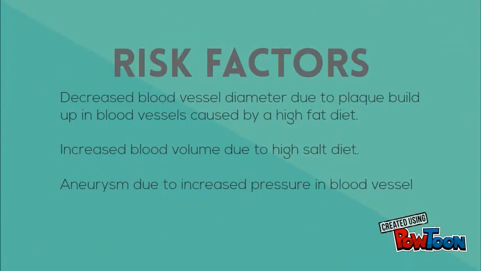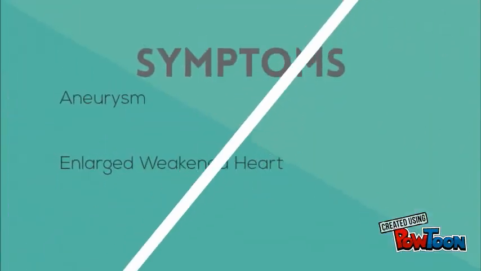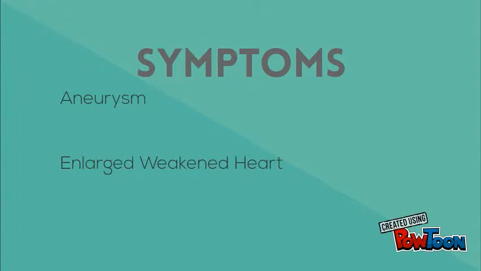Risk factors: decreased blood vessel diameter due to plaque buildup in blood vessels caused by a high-fat diet, increased blood volume due to a high-salt diet, and an aneurysm due to an increased pressure in blood vessels. Symptoms: aneurysm, weakened blood vessels in the brain. Cell membrane is weakened due to excessive pressure in the vessel.